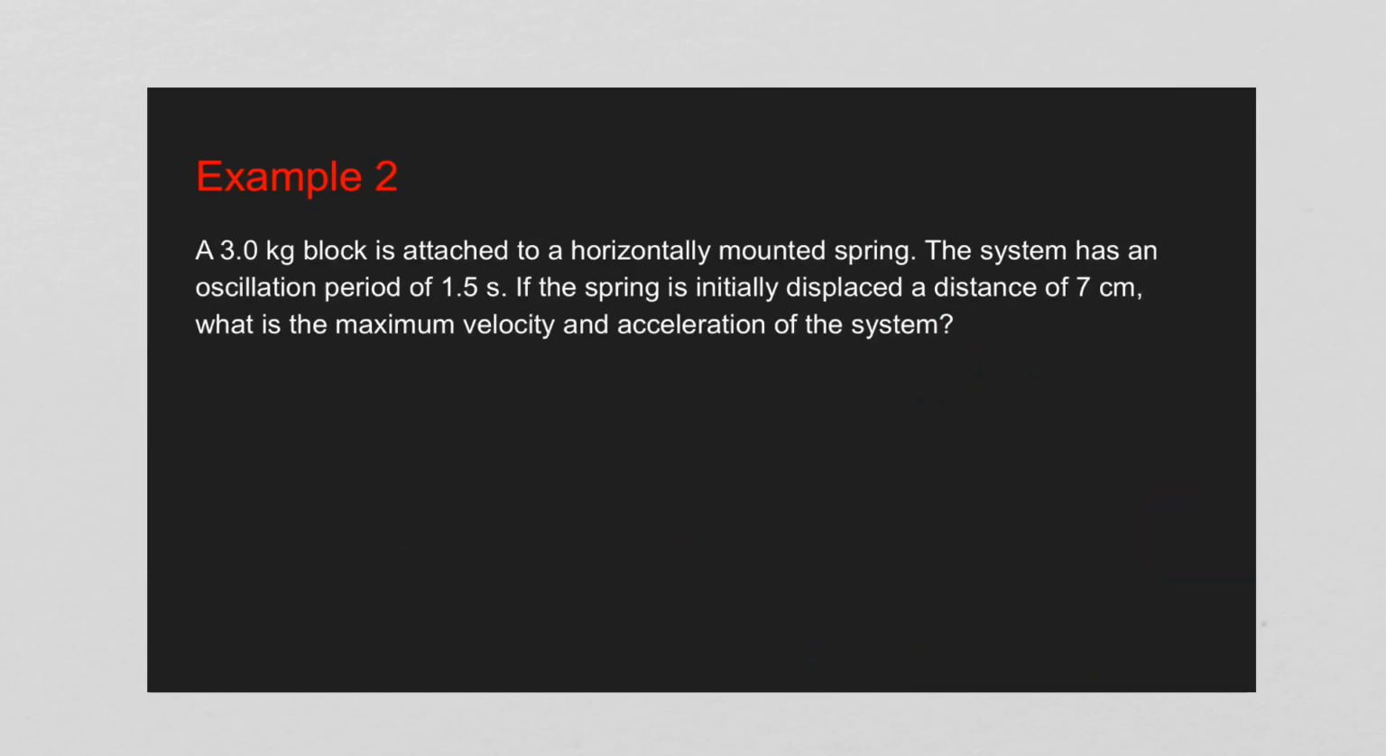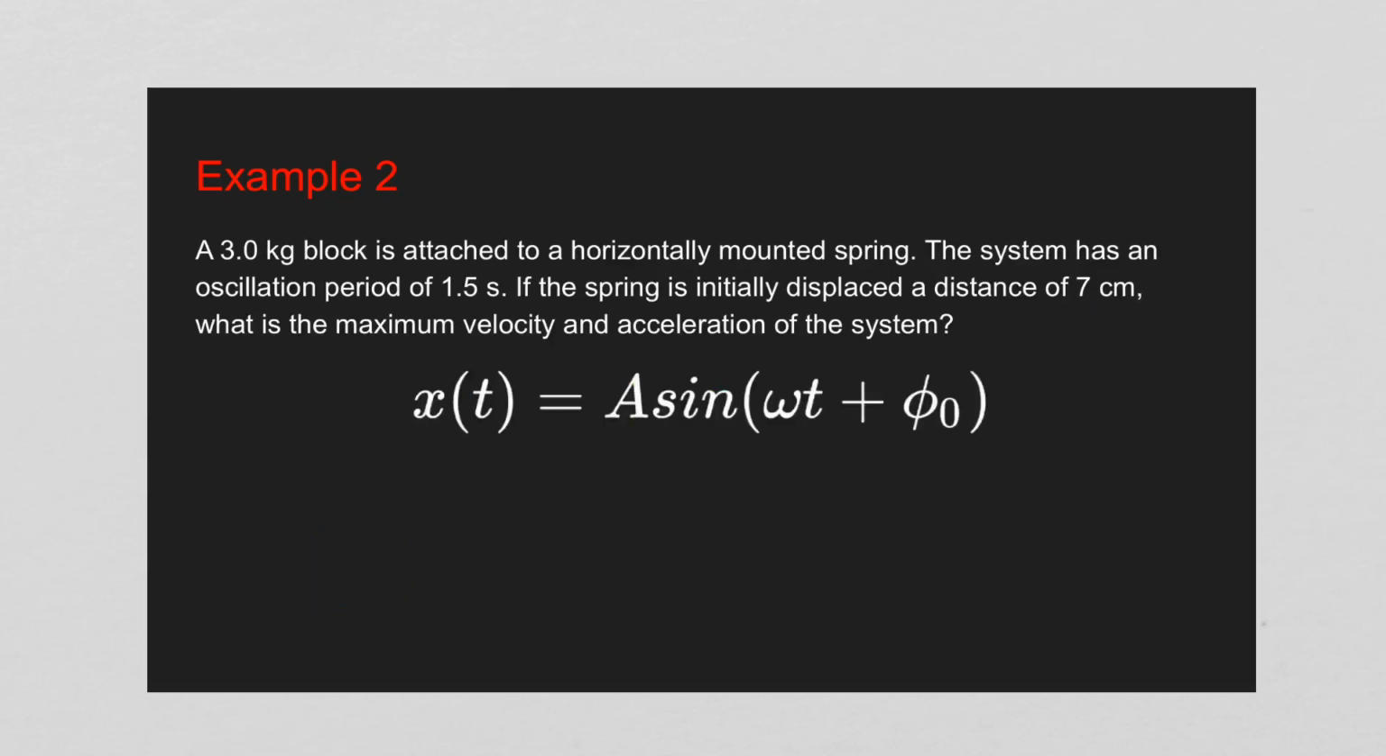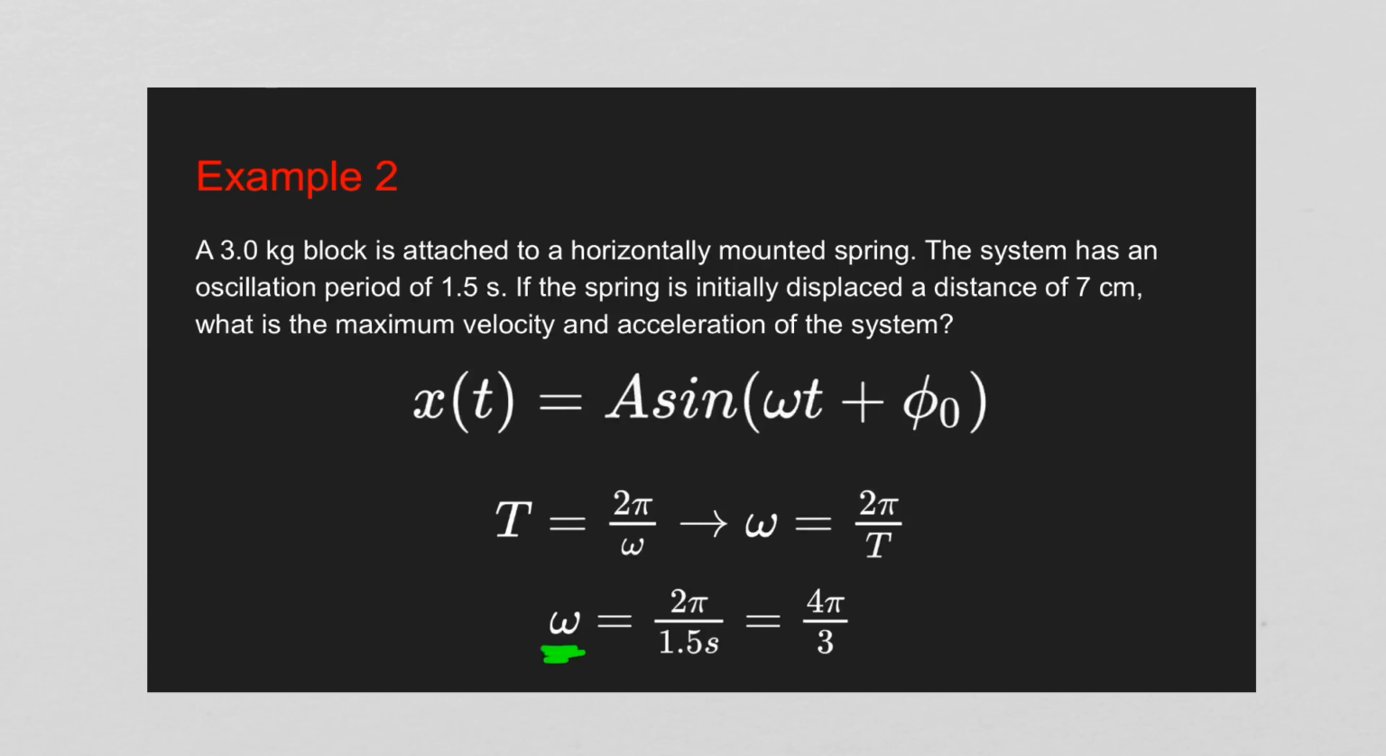Example 2. Now you have a 3 kilogram block attached to a spring. It has an oscillation period, so T is equal to 1.5 seconds, and it's initially displaced 7 centimeters. What's the maximum velocity and acceleration? Well, we start with the formula for position, and we want velocity. We know the period, so we can get omega from it. I get omega, the angular frequency, is 2 pi over 1.5 seconds, or 4/3 pi.